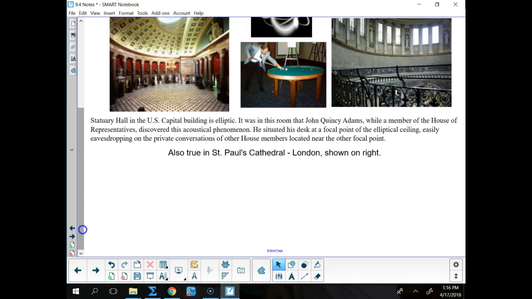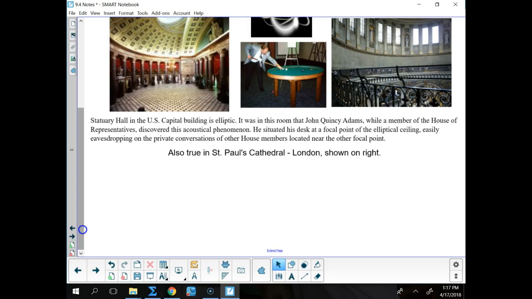And so when he was a member of the House of Representatives, he put his desk at the focus, and then spied on his political enemies who were talking at the other focus. So he just sat there and they couldn't figure out why he always knew what they were talking about.